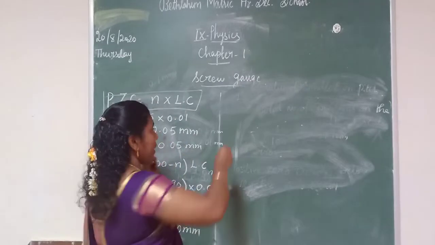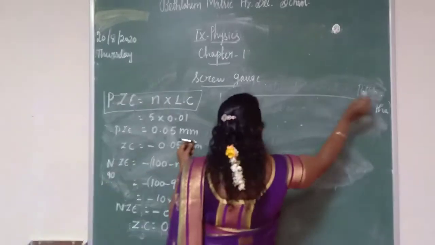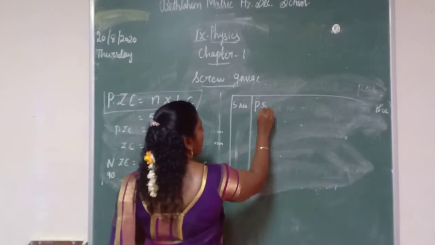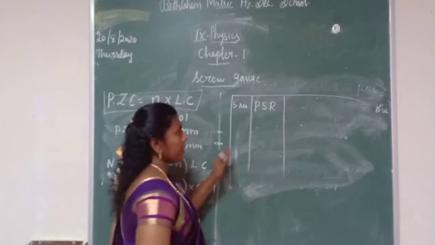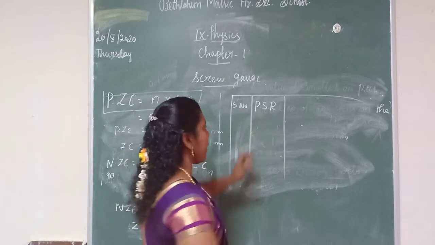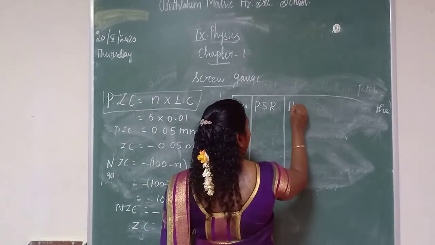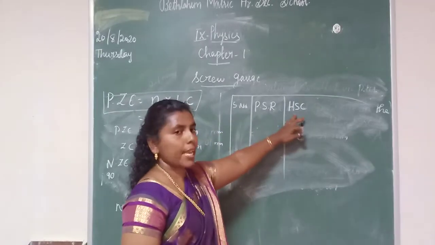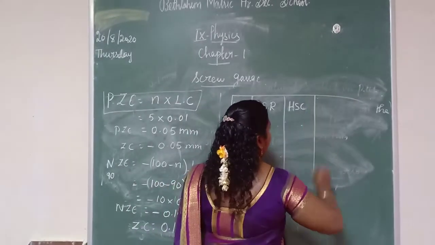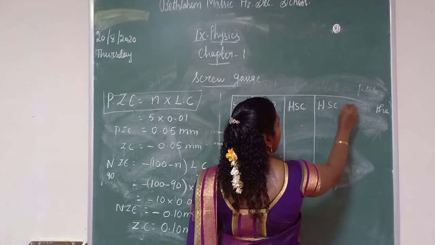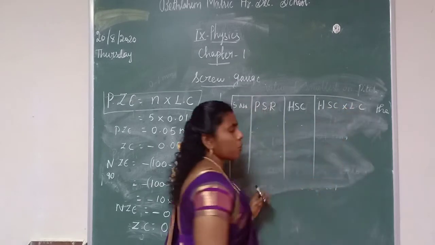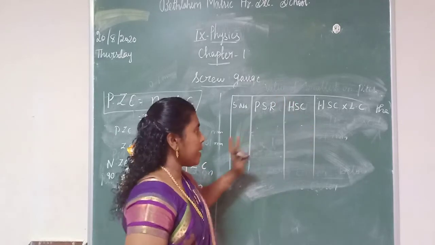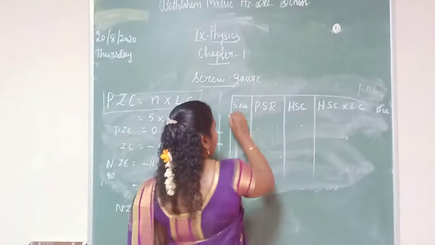You have to draw a tabular column. First, serial number. Next, PSR. PSR means pitch scale reading. And HC, head scale coincides. Next column, HC into LC. So you just have to multiply by the least count, 0.01.